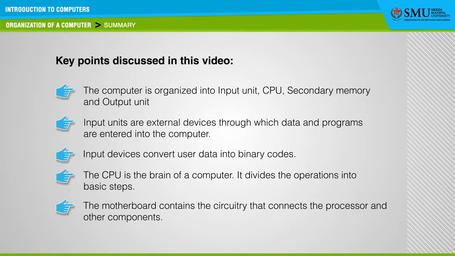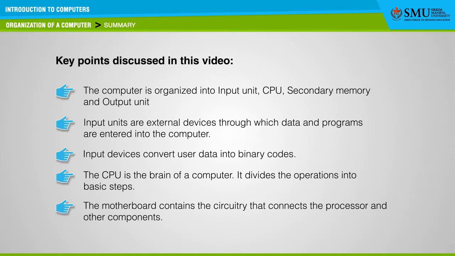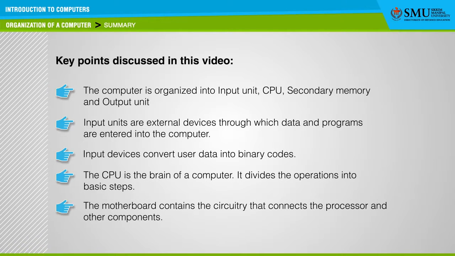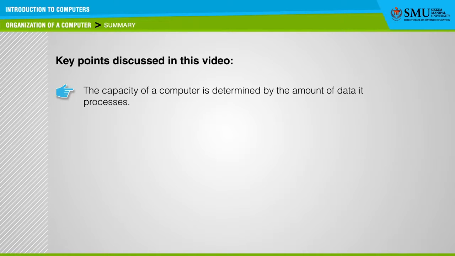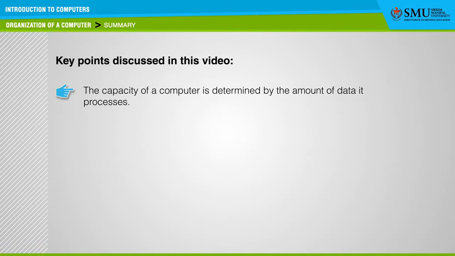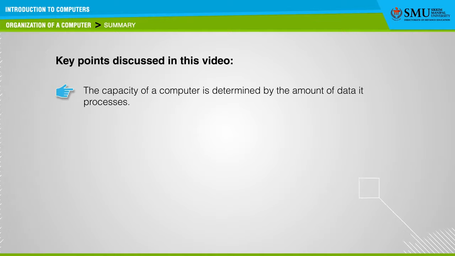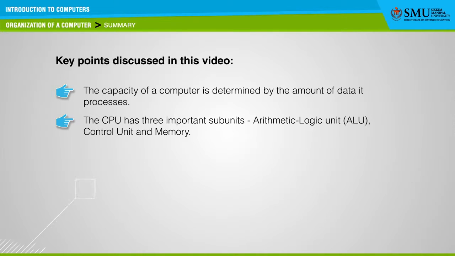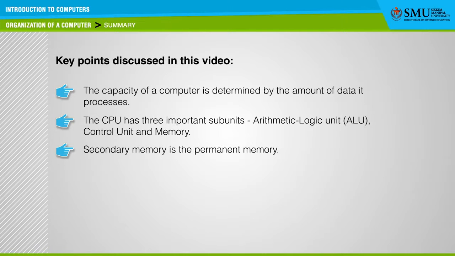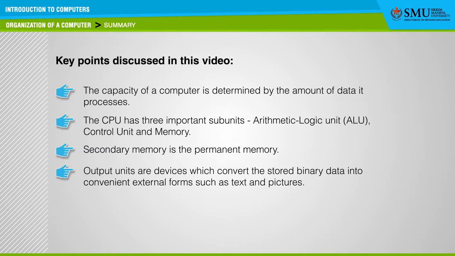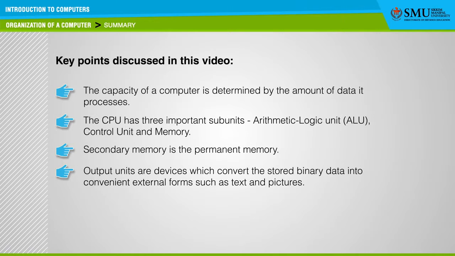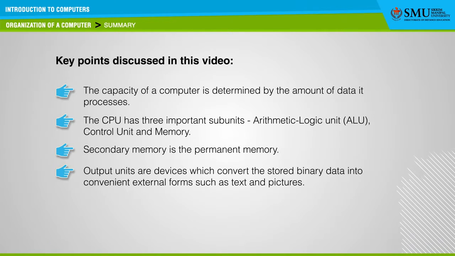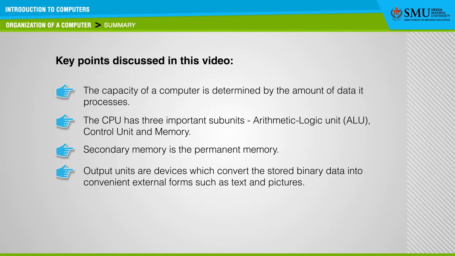The motherboard contains the circuitry that connects the processor and other components. The capacity of a computer is determined by the amount of data it processes. The CPU has 3 important subunits: arithmetic logic unit (ALU), control unit, and memory. Secondary memory is the permanent memory. Output units are devices which convert the stored binary data into convenient external forms such as text and pictures.